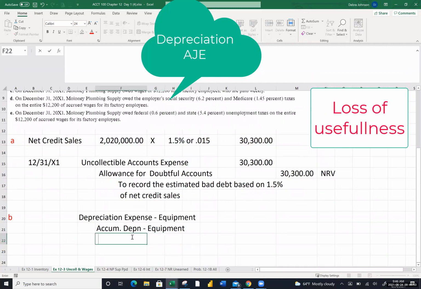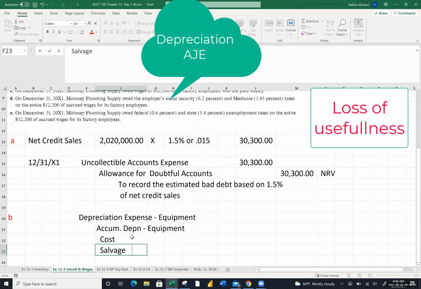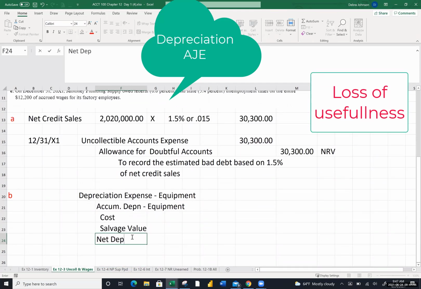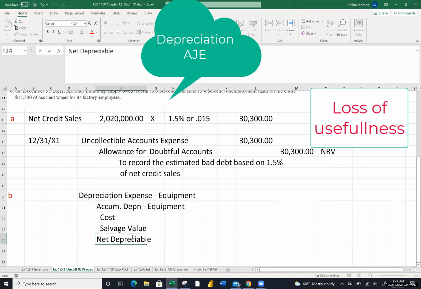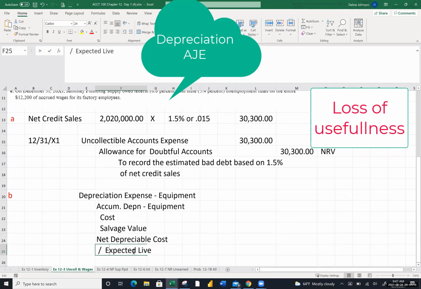Okay, what they told us is that the cost was so much. They told us what the salvage value is. I'll go gather that data in a second. That will give us our net depreciable cost. And then I'm going to divide that by the expected life. Let me spell life correctly. And that will give me my annual depreciation.